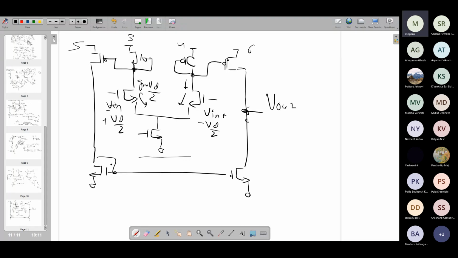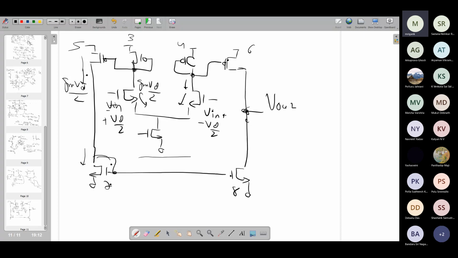So what happens then? Whatever gm·vd/2 flows here, the same current basically appears here. Then what happens here? Again, the same current enters into this diode-connected MOSFET, the same small signal current gm·vd/2, right? So now what is this transistor forming?